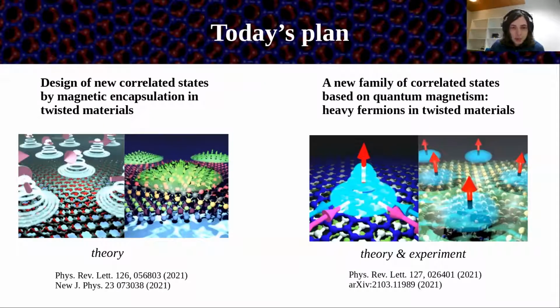So essentially what I want to tell you today is 2 different directions that we have been following in this field. The first one is how to create new correlated states just by exploiting the magnetic encapsulation in these twisted materials. And the second one, which is perhaps even more thrilling, is how we can use quantum magnetism in van der Waals materials to create something new, and in particular, to emulate the physics of heavy fermion compounds in van der Waals heterostructures. For the first part, this is only theory work that I will tell you about, but for the second, I will tell you about how we realized this experimentally.